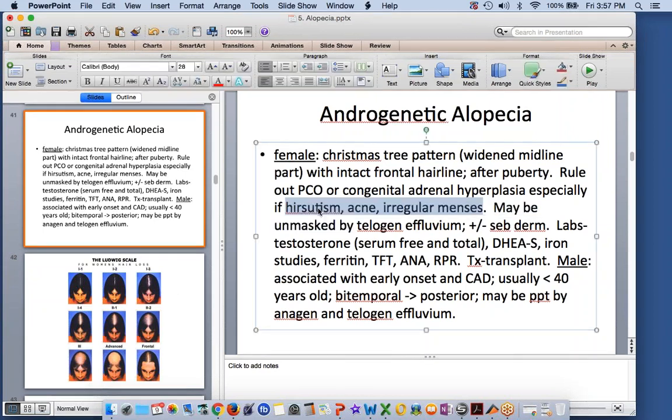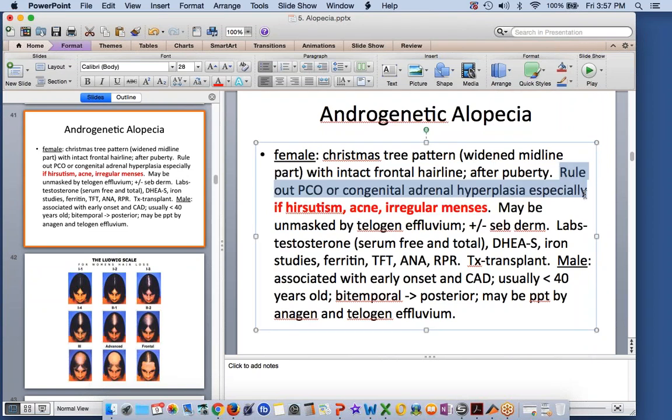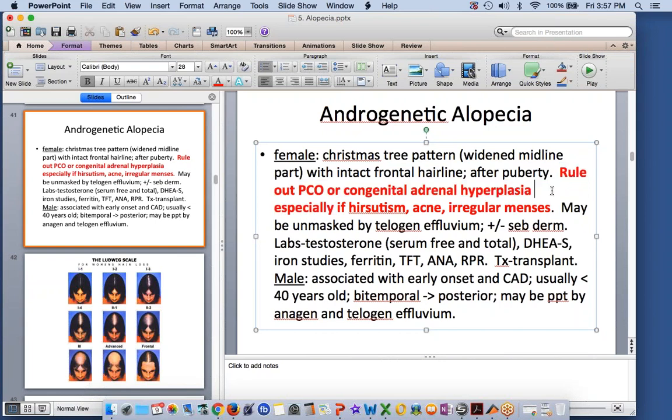So how do you pick that up? You have to do a little bit of a hormonal blood test if this is what you're considering in a patient that has other manifestations of polycystic ovarian disease. And you ask to get the serum testosterone level free and total, the dehydroepiandrosterone sulfate, the DHEAS, the iron studies, ferritin, the thyroid function test, ANA, and RPR.